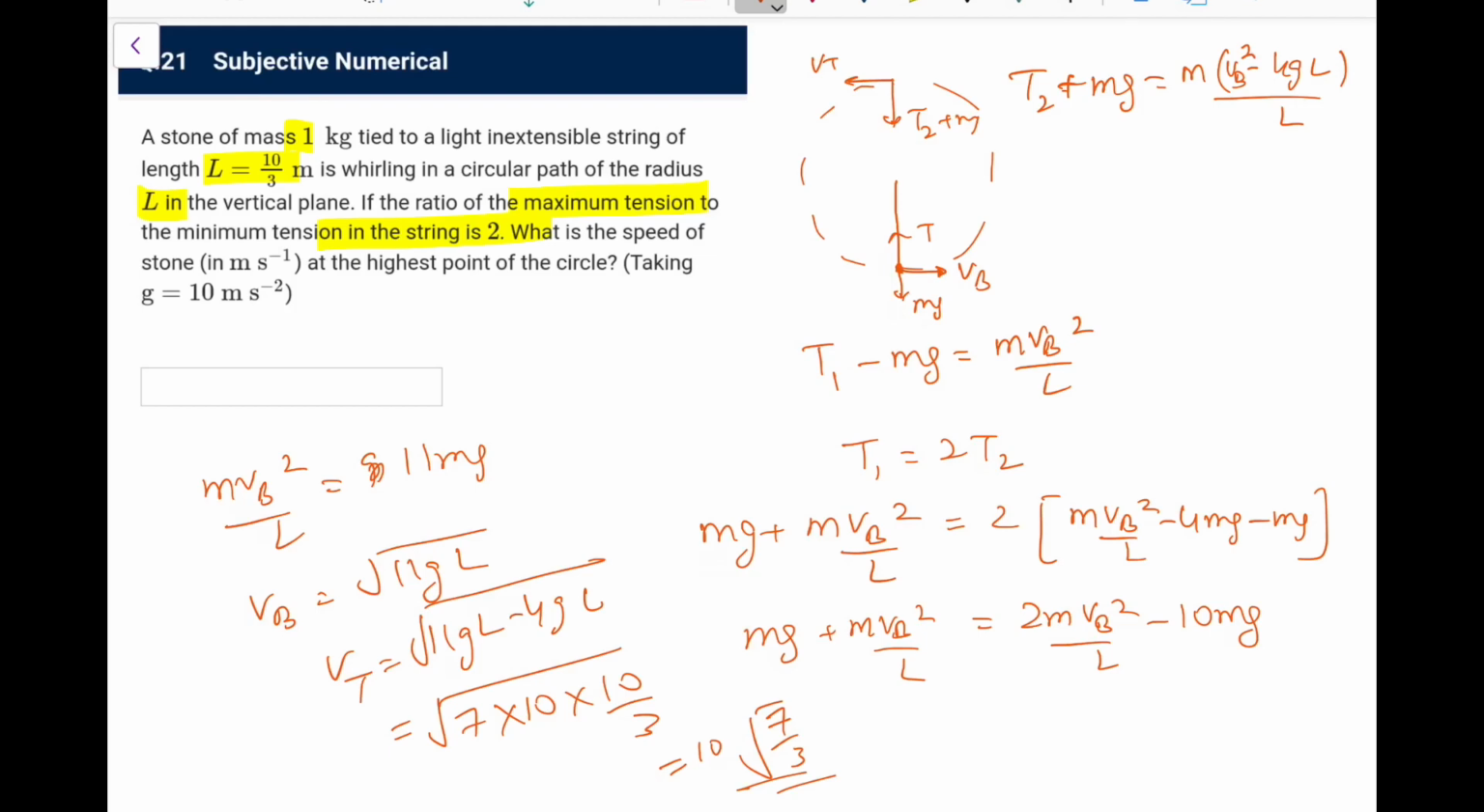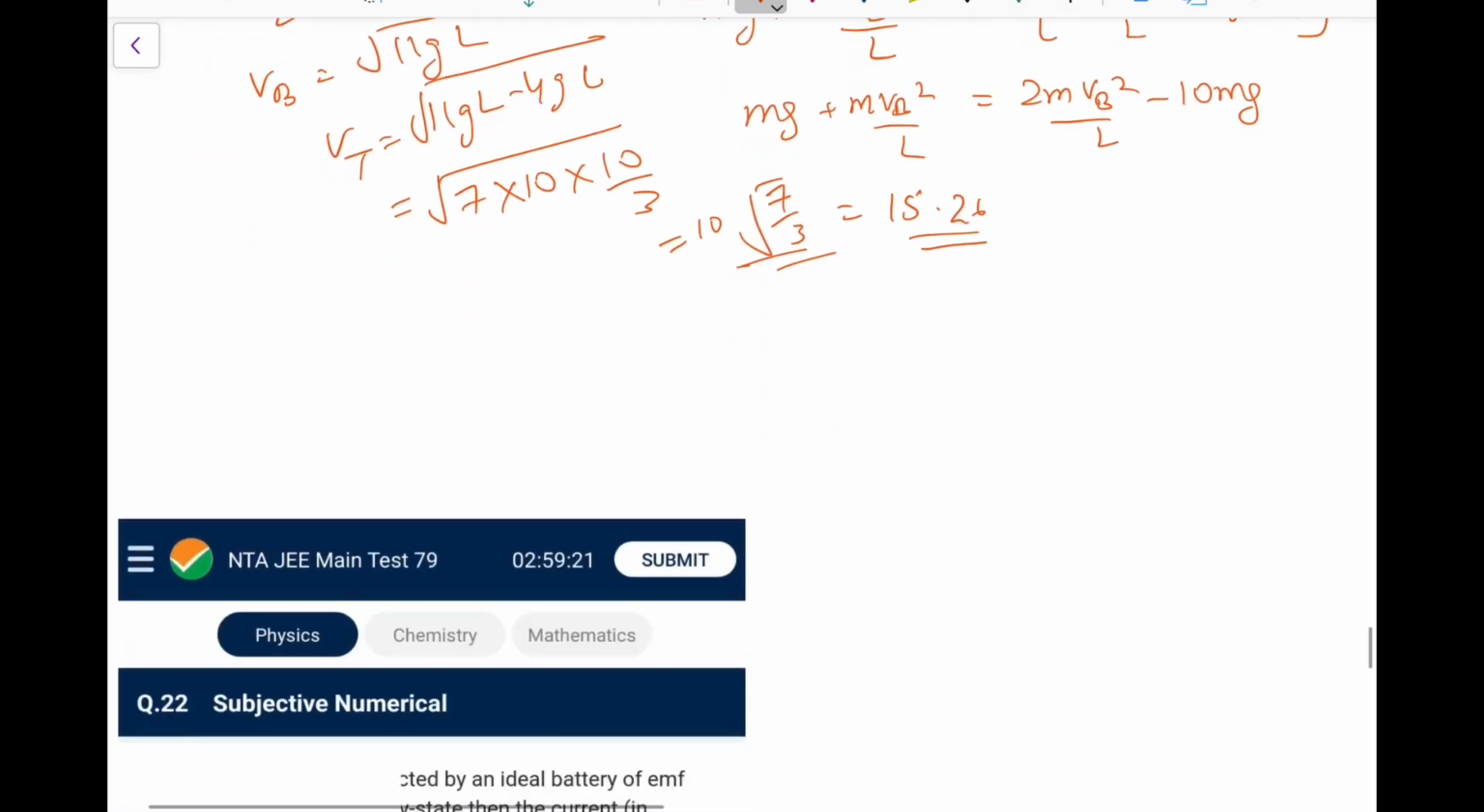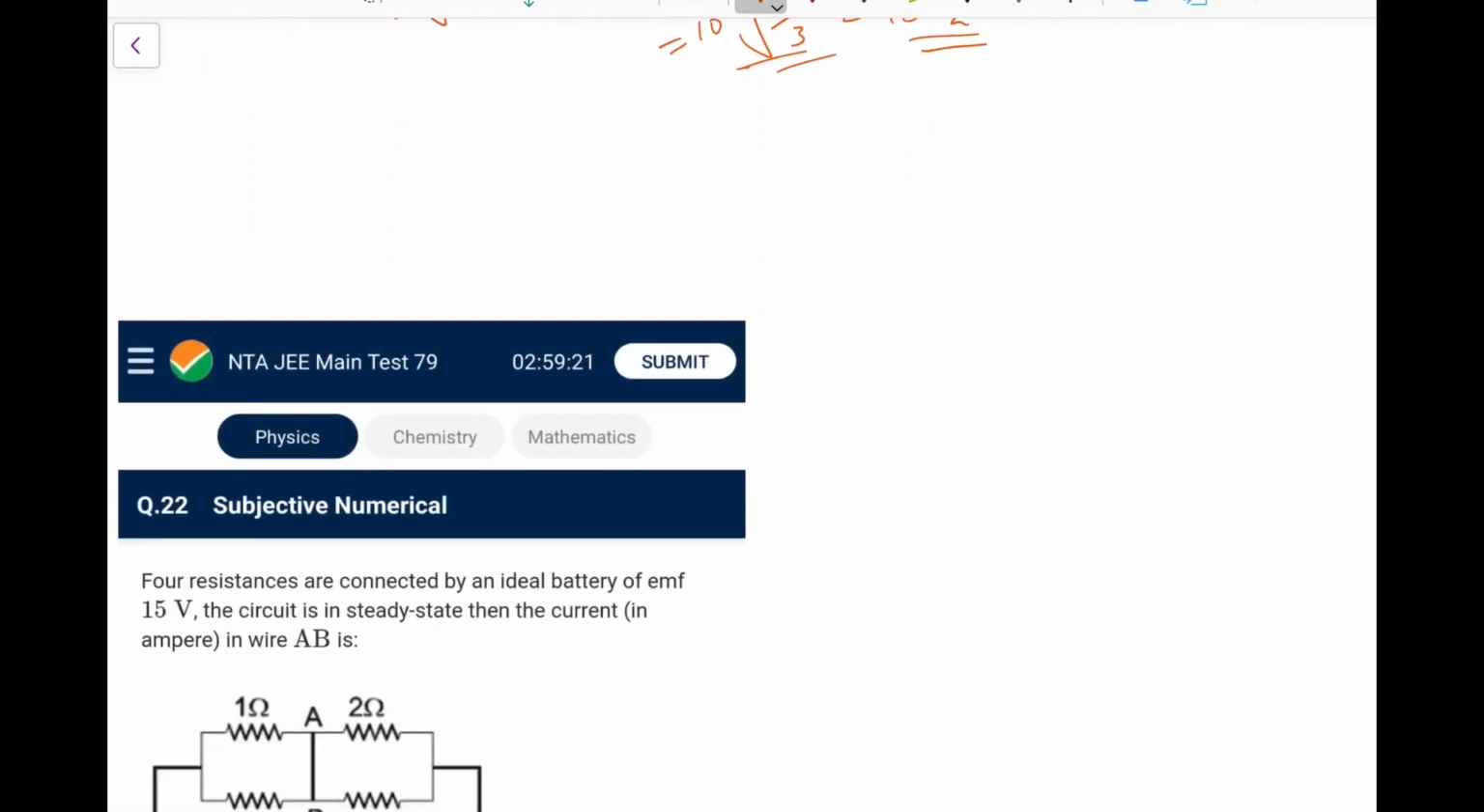So if I do this 7 by 3, and take the root, I'm using the calculator, I'm not doing it myself, I'm telling you, root of 7 by 3 is root of 2.33, I suppose, yes, 2.33, so it is 1.52, it would be 15.26 if I do it in significant figures. So that is the speed at the highest point, and they have done it wrong in this particular thing.